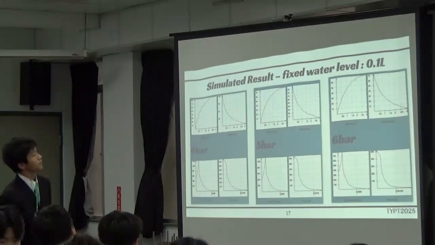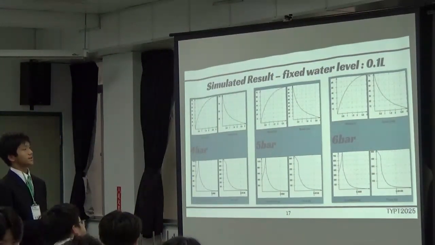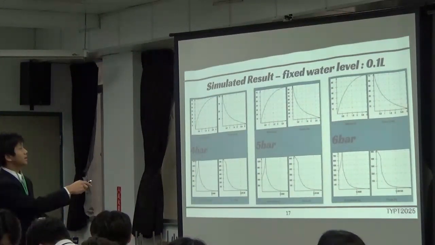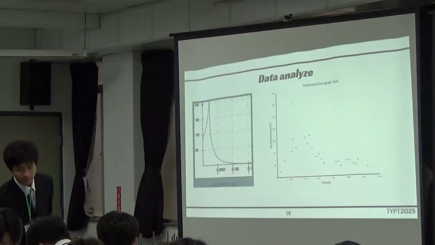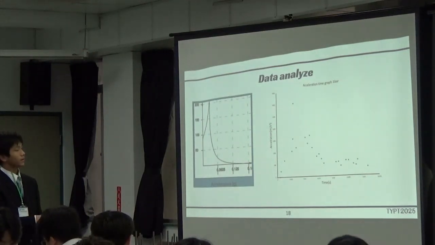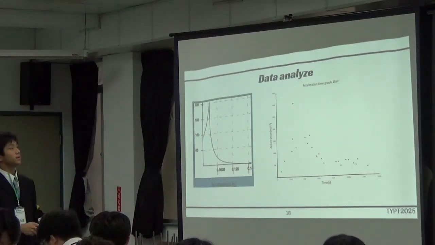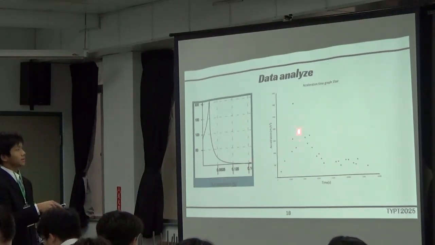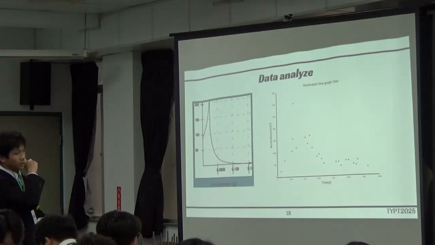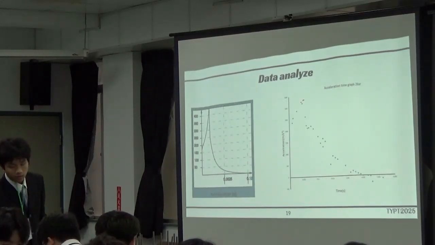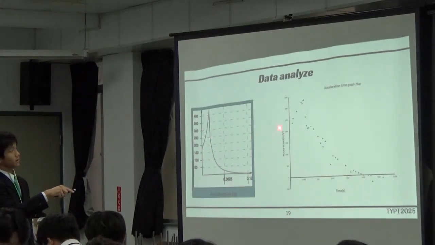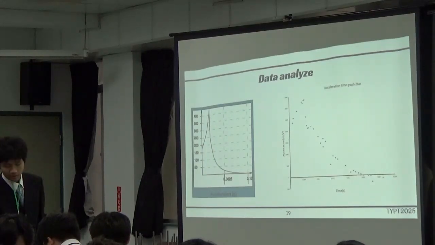And these are the results for 4, 5, 6 bar. It also only changes in the highest velocity. This is data analyzing. You can see when I control the air pressure at 1 bar, it looks like the simulated results for 1 bar, and this is the simulated results for 2 bar. So you can see the peak of the acceleration appearing at a similar time.